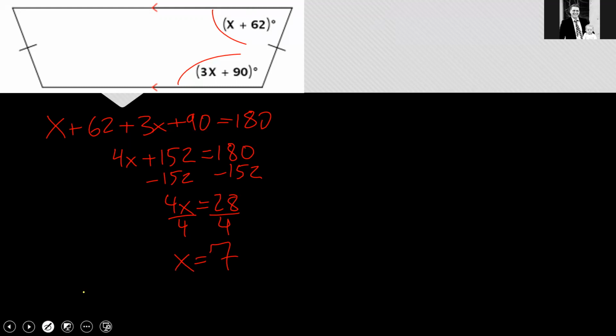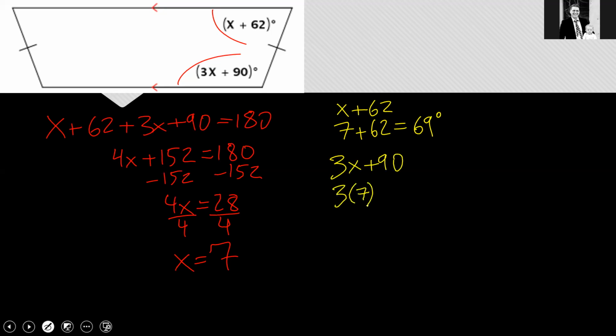Okay, let's say our question asked us for more than just x. Let's say it actually wanted the measure of an angle. Well, if I wanted the measure of the small angle, I would plug into x plus 62. I'd say, well, I know x is 7, so 7 plus 62 is going to give me 69 degrees. Say I wanted the measure of the large angle, which was 3x plus 90. If I plug in the 7, 3 times 7 plus 90 is 111 degrees.